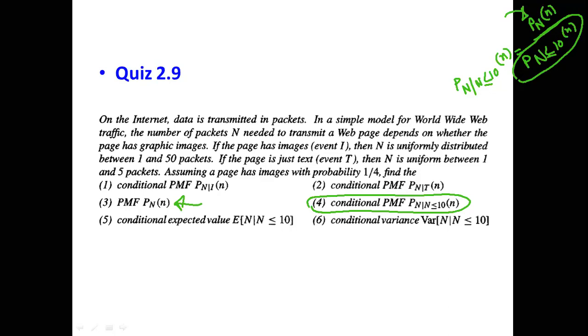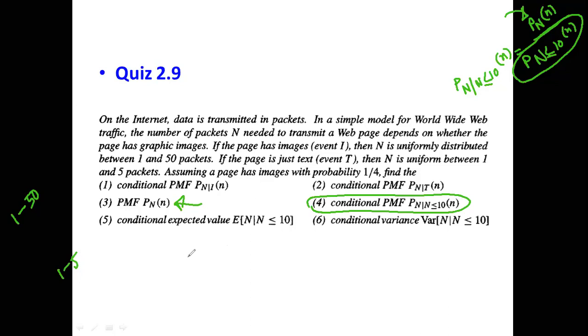The probability of n less than or equal to 10. Now we have actually the range 1 to 50 for the first case and 1 to 5 for the second case. So similarly, we can find the probability of n less than or equal to 10. That means what?